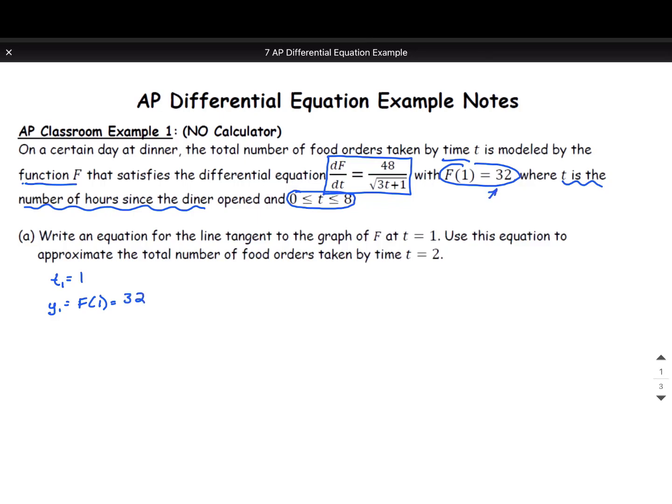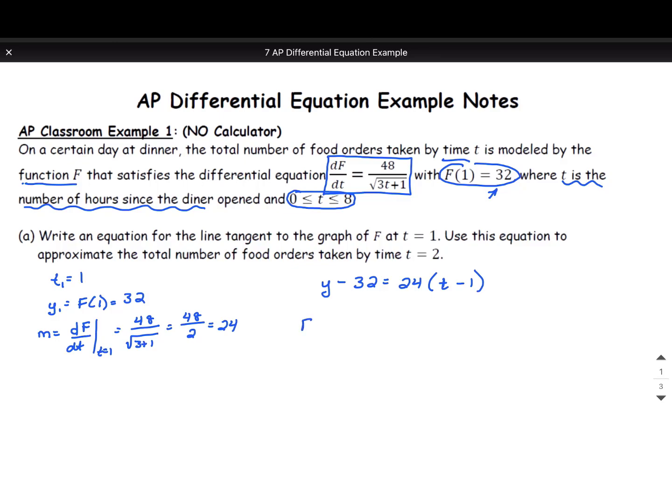That's 32. Now the slope of the tangent line is the value of the derivative evaluated when t is 1. So that means 48 over the square root of 3 times 1 plus 1. So that's 48 over the square root of 4, which is 2, and that's going to give us 24. So our tangent line is y minus the y value 32 equals the slope 24 times t minus the t value of 1.